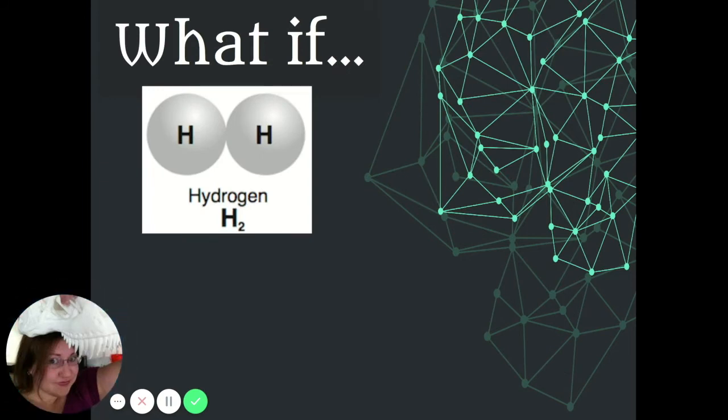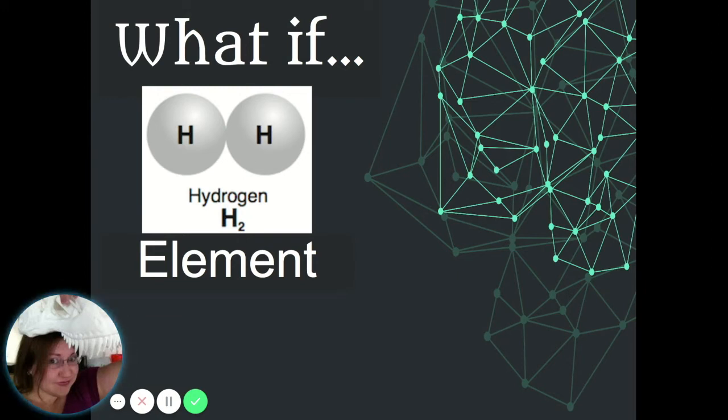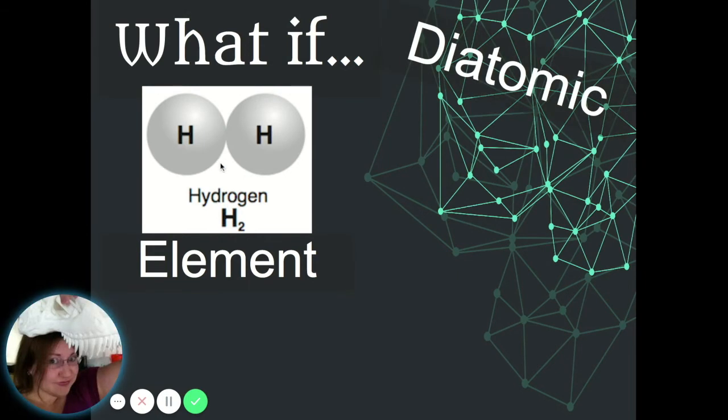So what if you have two of the same element bonded together, like this example of hydrogen? It can't be a compound because it's not two or more different elements. So what does that mean? What is it? This is going to be classified technically as an element, but it's going to be a diatomic element. It's going to be a diatomic molecule.